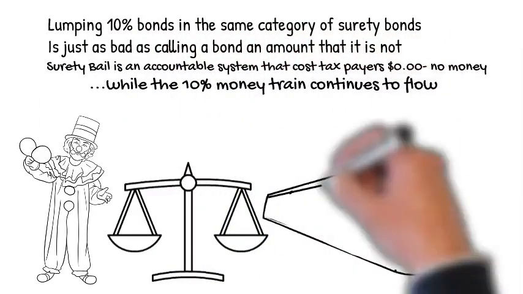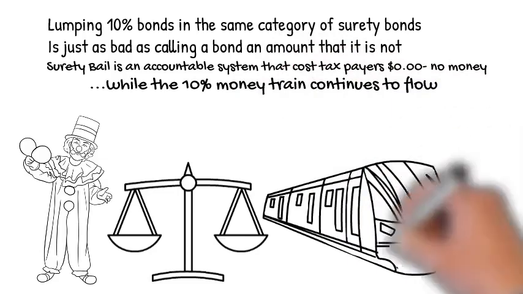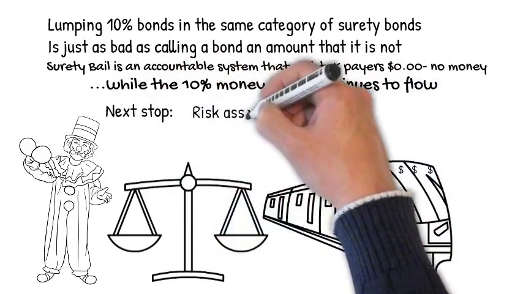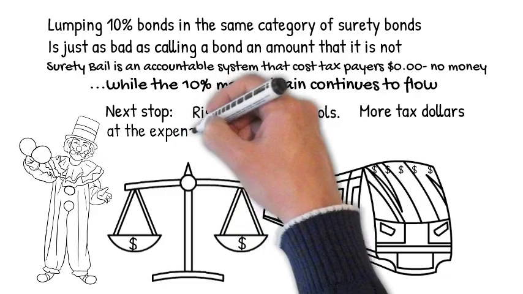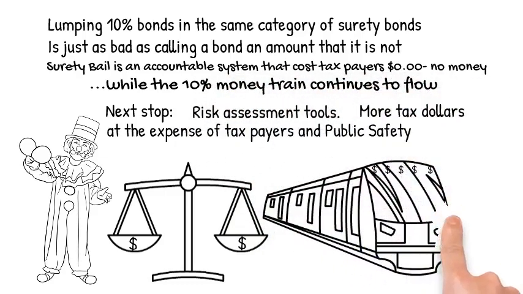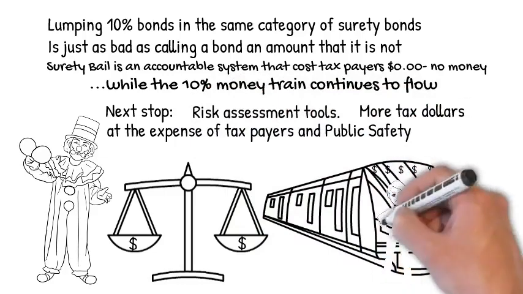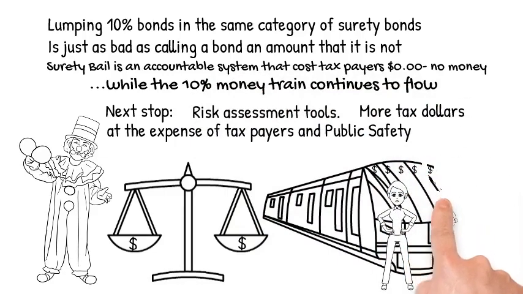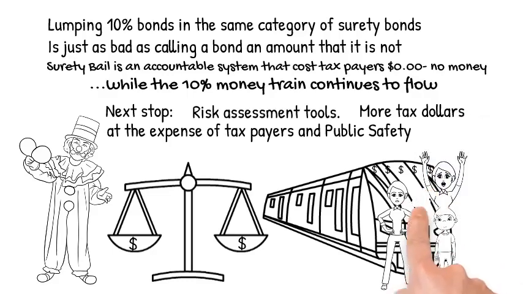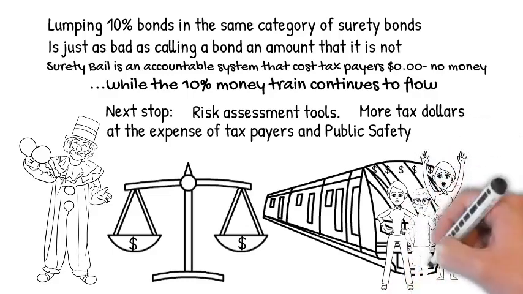Surety bail costs the taxpayers hardly any money at all. And in order to stop the money train that taxpayers are paying, we need to use more surety bail. Now they're looking at trying to use risk assessment tools, which is going to cost us even more money on an unproven system with more people with active warrants throughout the nation.